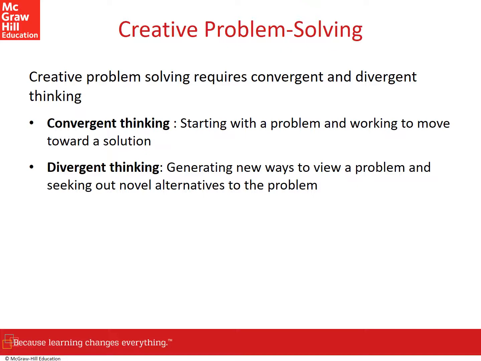It requires both convergent and divergent thinking. So convergent thinking means you've got your problem, right? You know what it is, you've analyzed it, and your group works to moving toward a solution. On the other hand, divergent thinking, you generate new ideas to look at a problem. So you're not just starting from this is problem A. You're starting out with, okay, let's look at different ways to look at this problem instead of just seeing it one way. And then let's talk about new ideas to approach the problem.